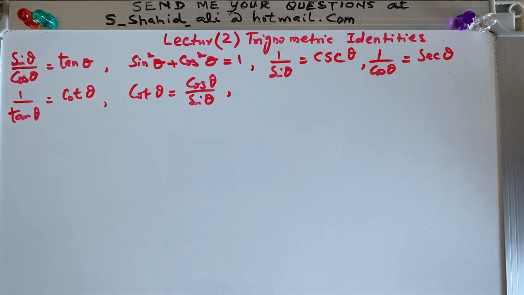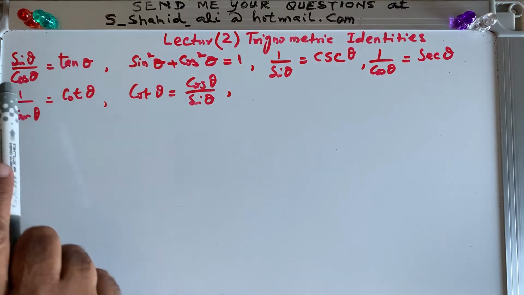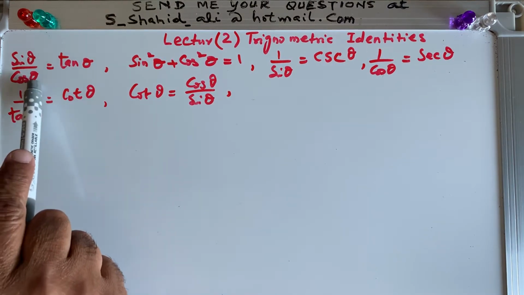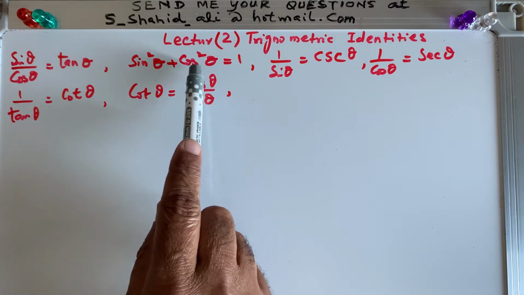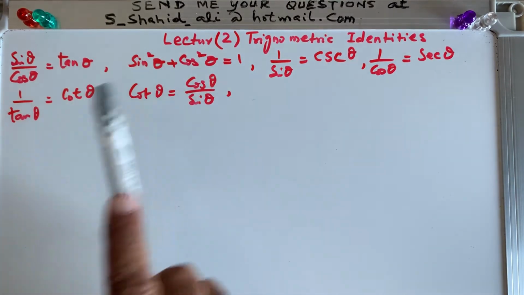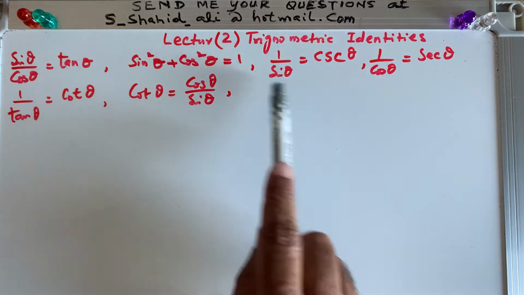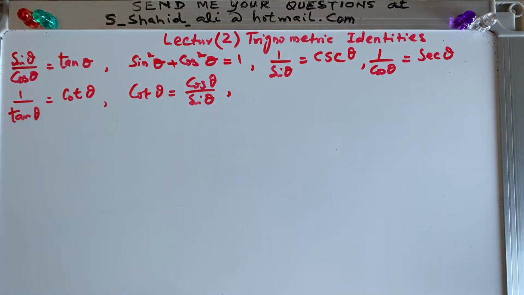So we will be continuing our topic, lecture 2, trigonometric identities. We learned in the previous video, lecture 1, trigonometric identities like sine theta over cos theta is equal to tangent theta, sine squared theta plus cos squared theta is equal to 1, and the reciprocals of sine, cos and tangent.